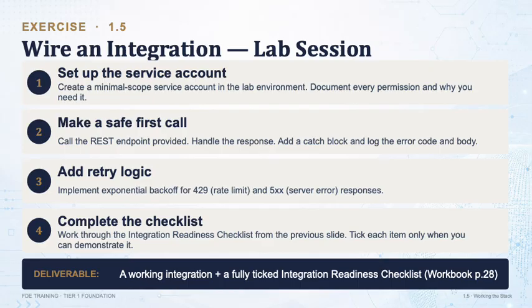Hit the REST endpoint provided, handle the response properly, and add a catch block that logs both the error code and the body. 3. Add retry logic. Implement exponential backoff for 429 rate limit responses and 5xx server errors. 4. Complete the checklist. Work through the Integration Readiness Checklist from the previous slide, and only tick a box when you can actually demonstrate it working, not just describe it. Deliverable. A working integration plus a fully and honestly ticked checklist on workbook page 28.